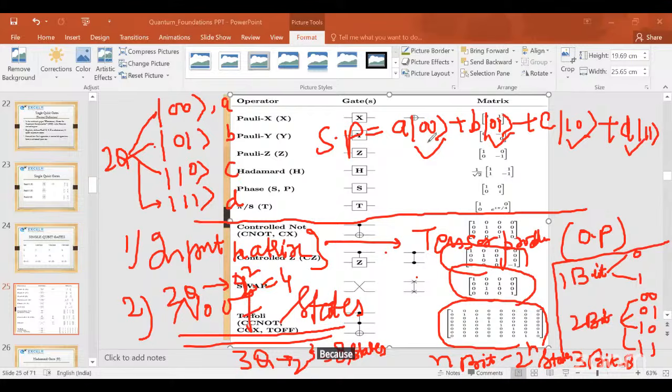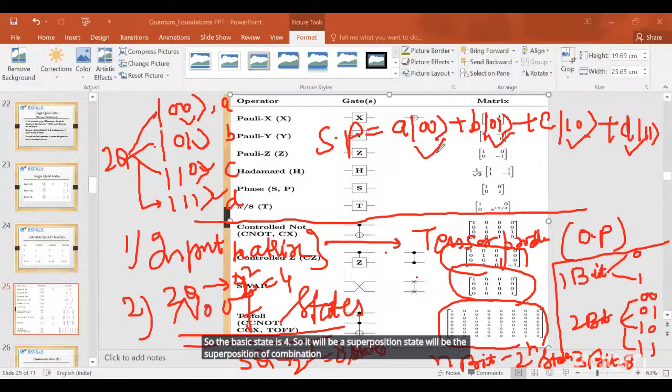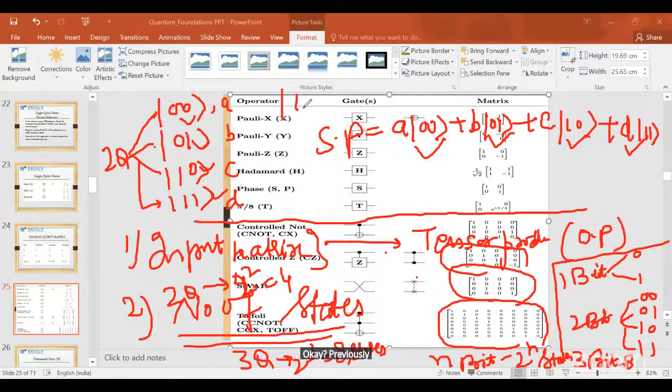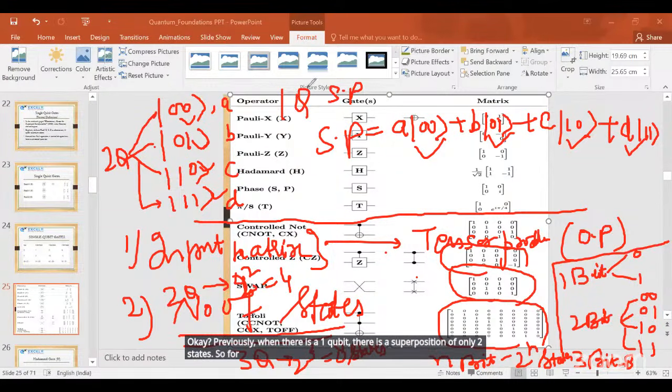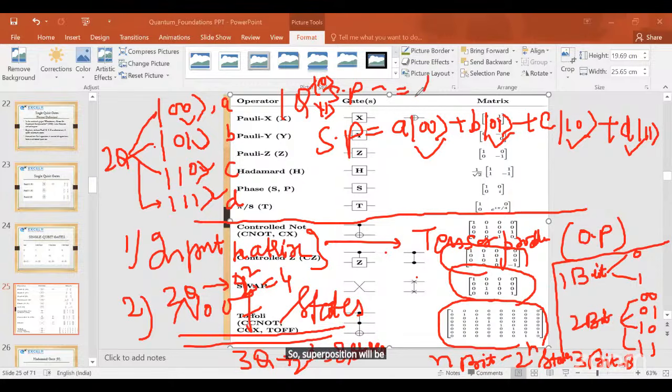This is the superposition of all these 4 states, because now the basic states are 4. So it will be a superposition of the combination of all these basic states. Previously, with 1 qubit, there was a superposition of only 2 states, ket 0 and ket 1. So the superposition state is alpha ket 0 plus beta ket 1.